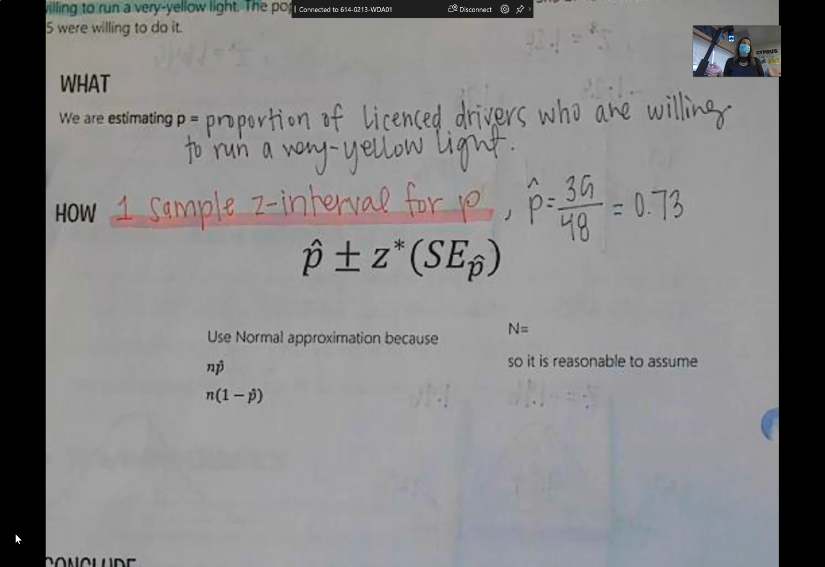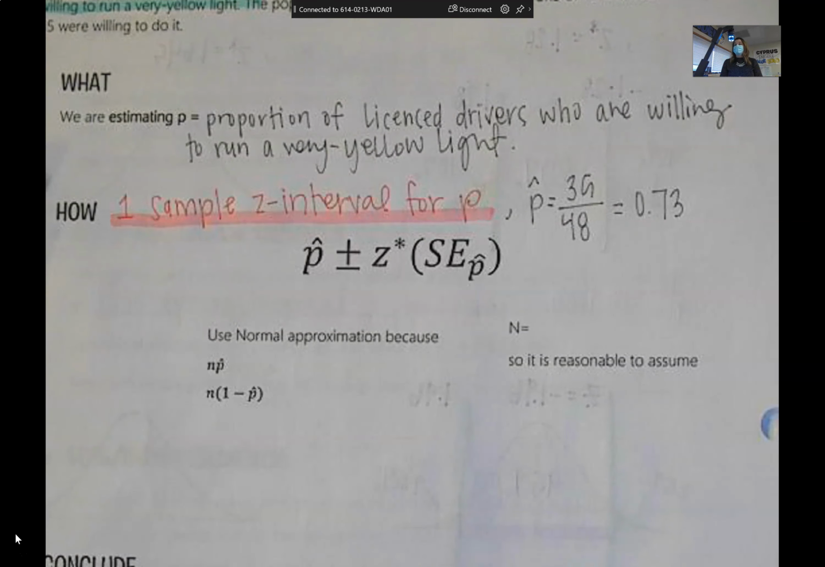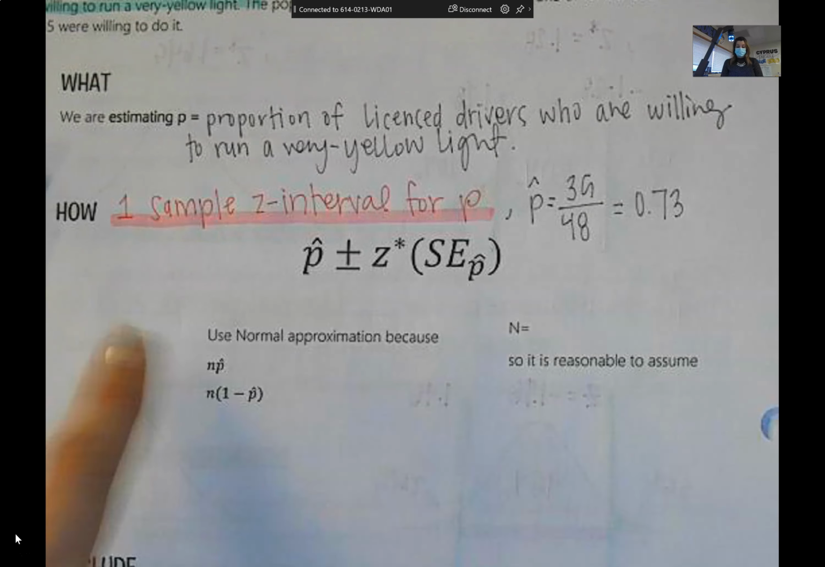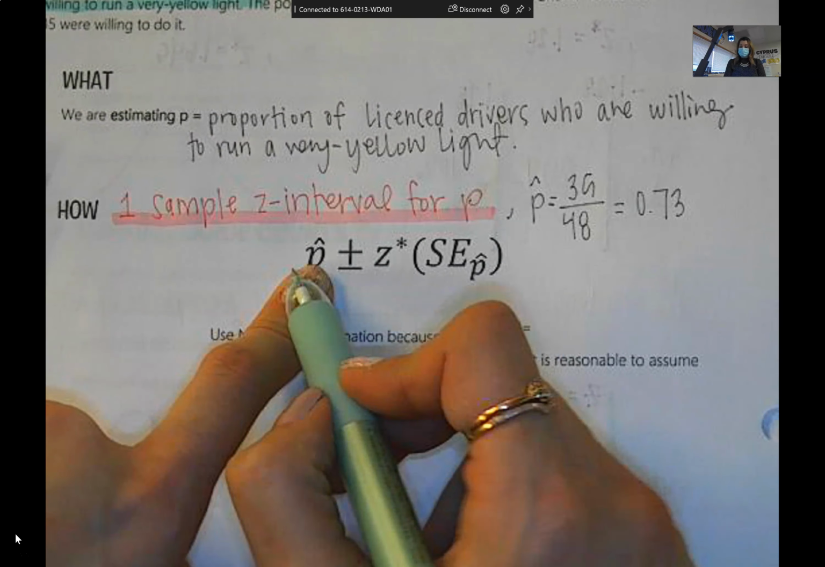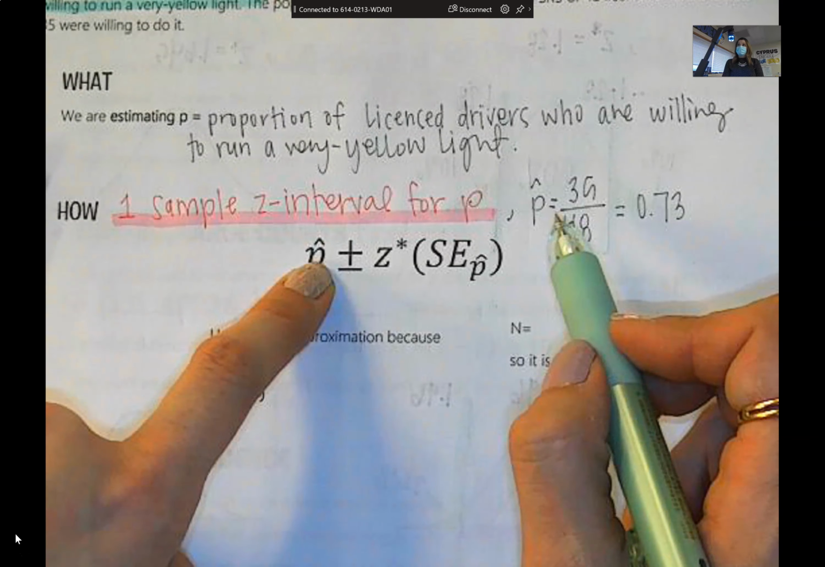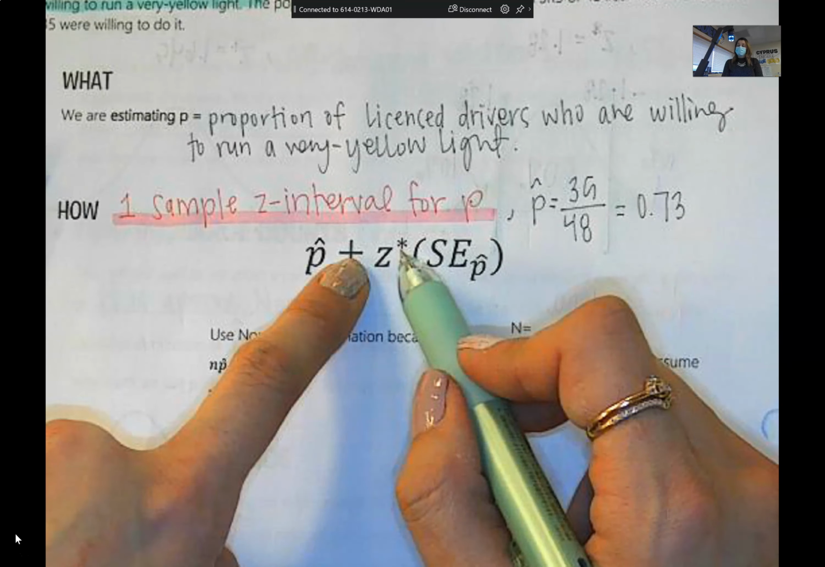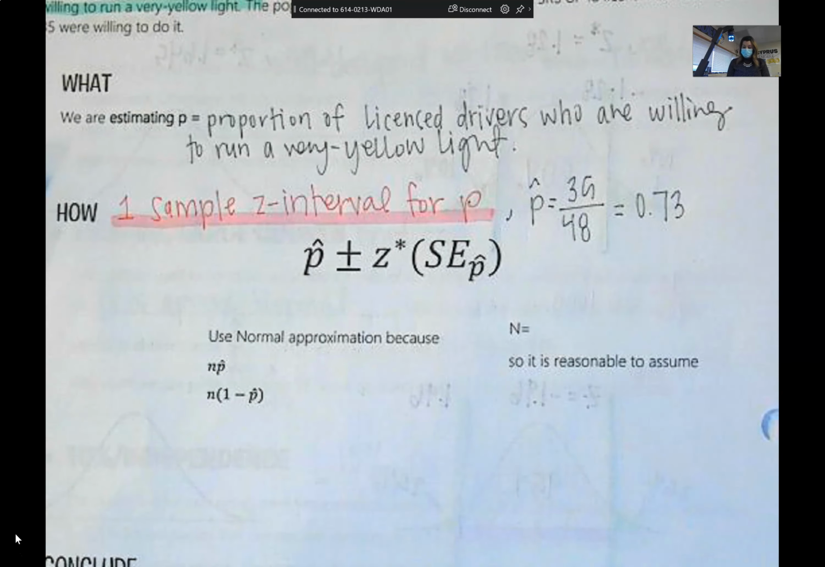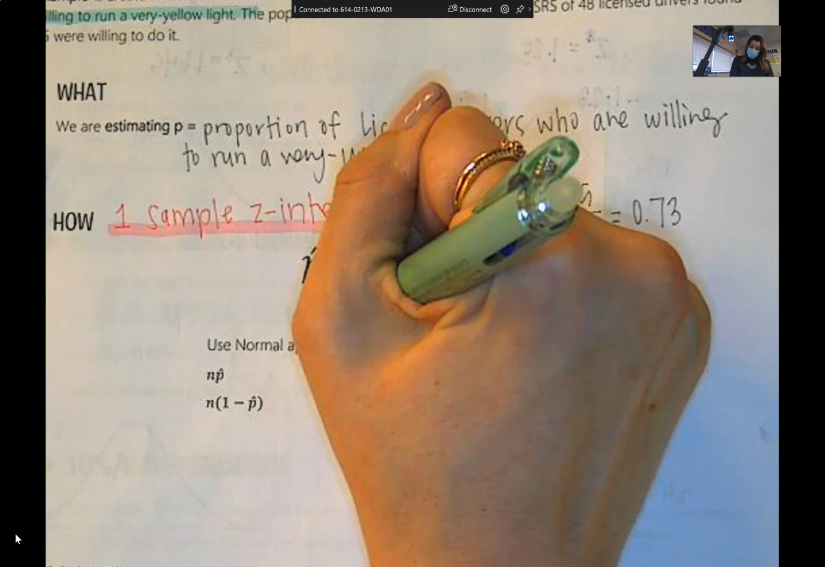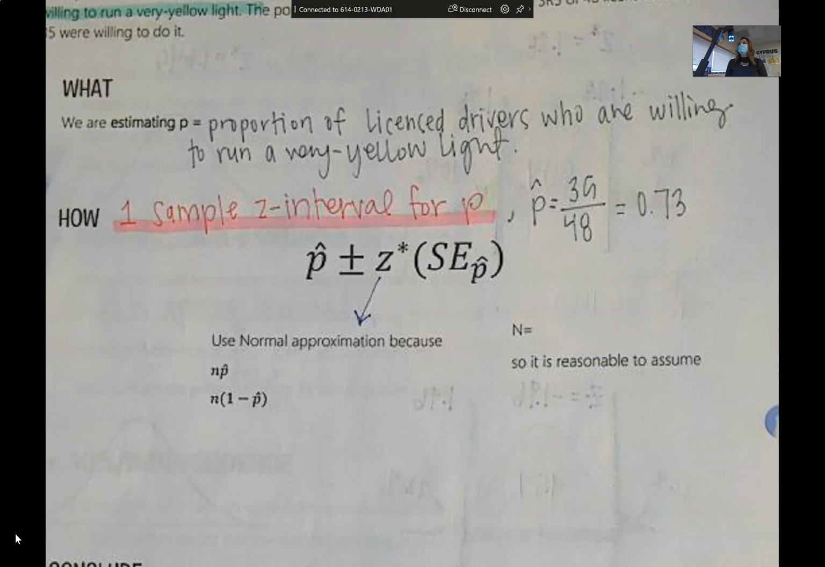I'm not even going to write anything down for that one. I'm just going to verify to myself, yes, this is a representative example. So this P hat always reminds me, make sure that I find my P, plus or minus your Z critical. So right here, I'm checking, can I use a Z approximation?